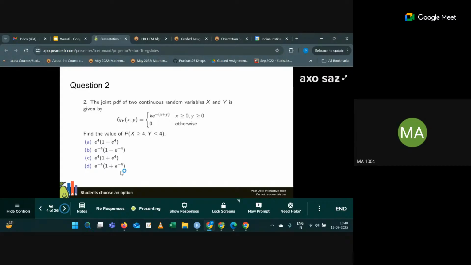So the next question is the same question. The joint PDF is the same, only the probability has been changed. Just try to apply the limits and let me know whether you are getting the answer. What will be the limit of x and y here? From where to where will you integrate? x is from 4 to infinity, and y would be 0 to 4 only, because the lower limit of x is 4, but the upper limit of y is 4.